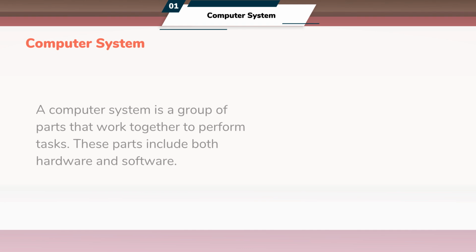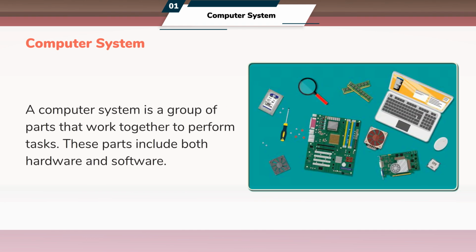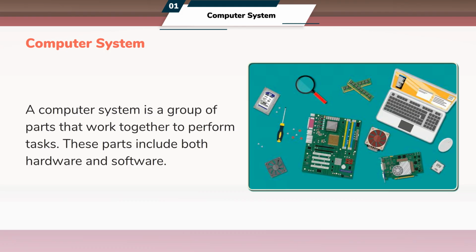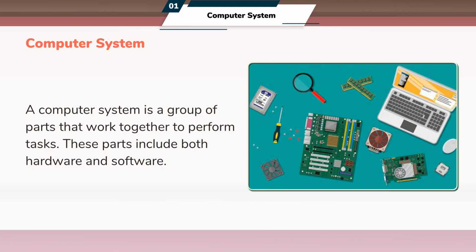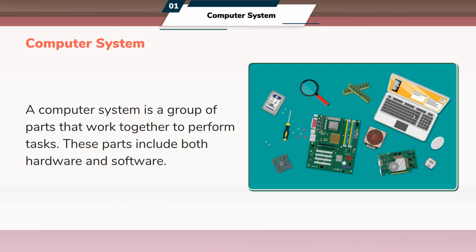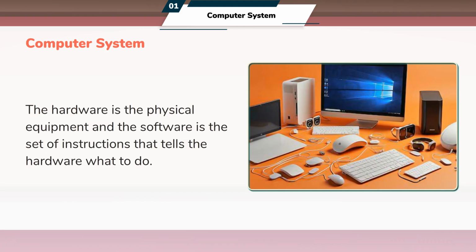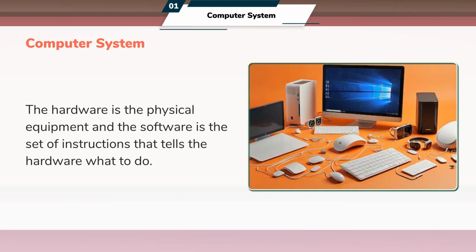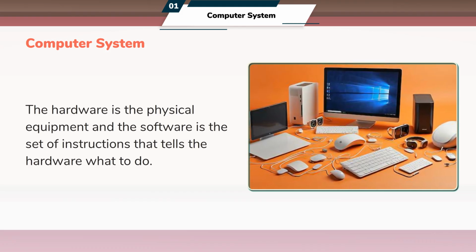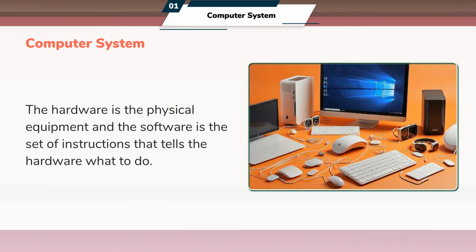Computer system. A computer system is a group of parts that work together to perform tasks. These parts include both hardware and software. The hardware is the physical equipment and the software is the set of instructions that tells the hardware what to do.